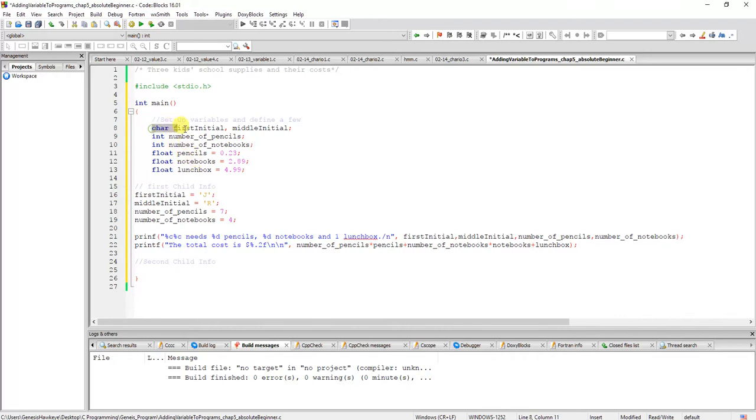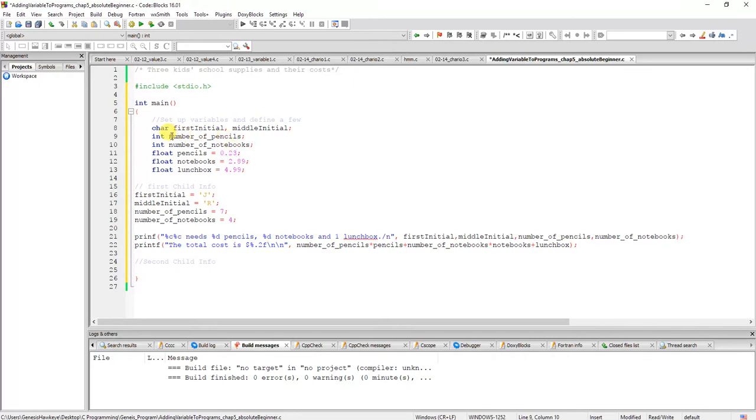So here I set up one variable called first initial, which is a character, and another variable called middle initial, then an integer, number of pencils, another integer, number of notebooks, and then the float. I need a floating point because I'm using a decimal point. You can use float or double. Here I use float, and it's pencils, and the value of the pencil is 0.23.